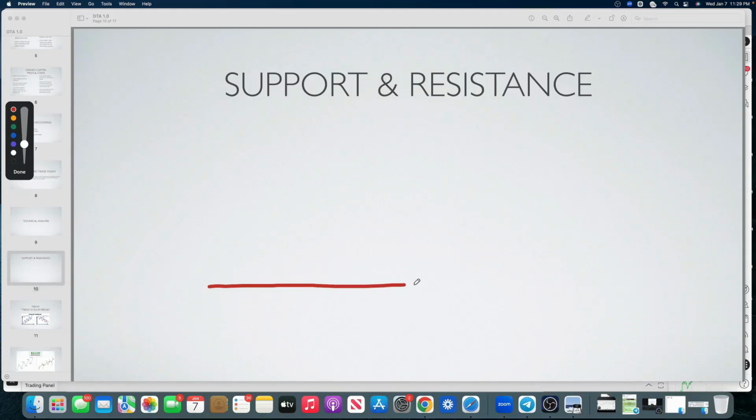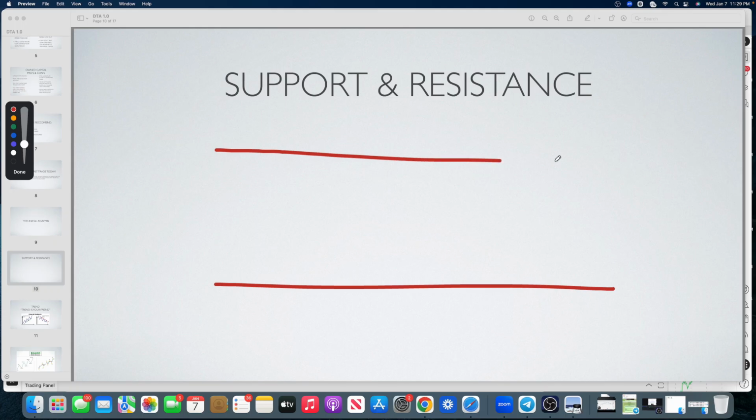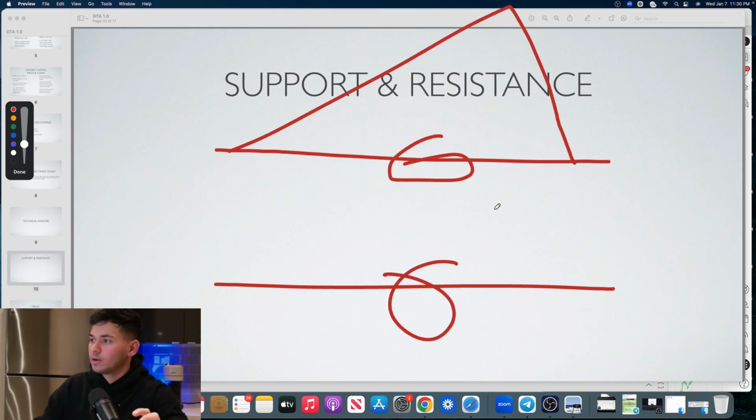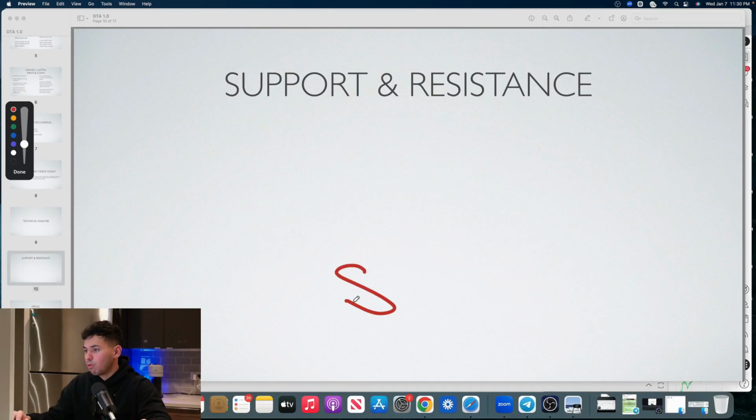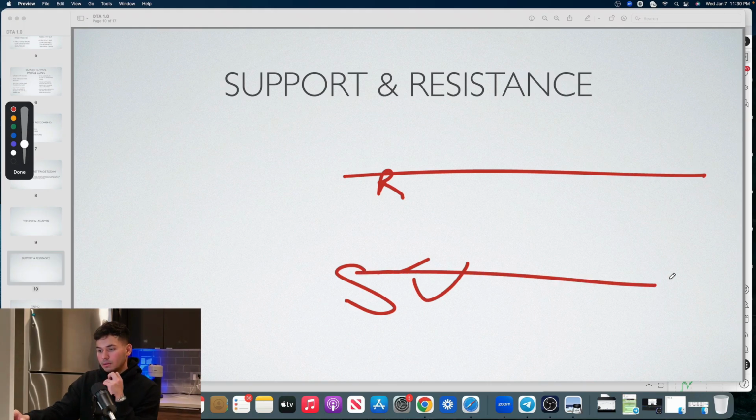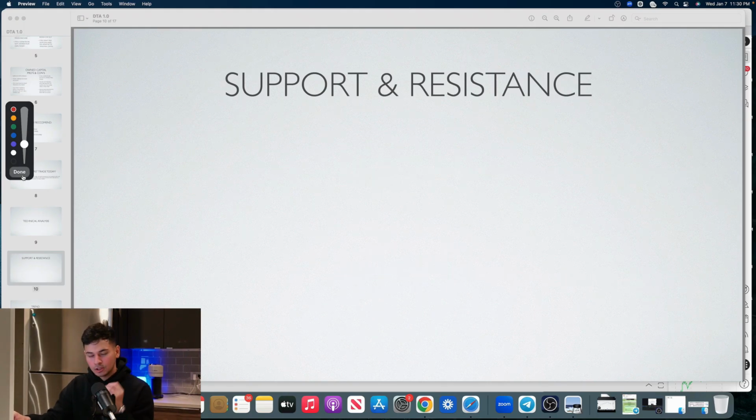First things first, I want you to think of support as the bottom of a house, like the floor of a house, and resistance as the roof of a house. So let's say that this is a house, so we have the floor and then we have the ceiling. This is support and this is resistance. Why is that important to us? Because the market actually respects these patterns.